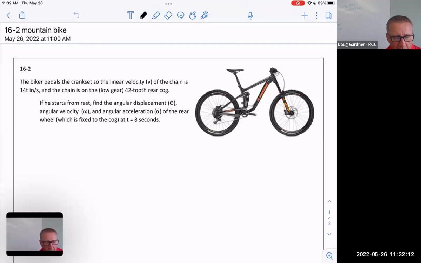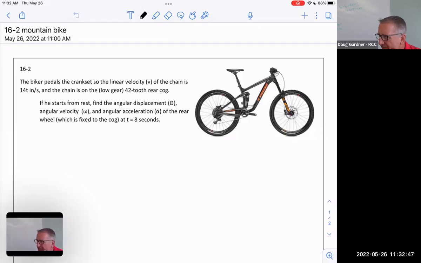The biker pedals the crankset, so the linear velocity of the chain is 14t, and this doesn't say 14 inches per second. It says 14t inches per second. So if the chain was moving 14 inches per second, that would be cruise control. Does that make sense? It's always 14 inches a second, and that's a common thing to do if you're on flat ground. But notice I said 14t, which means that at 1 second, the chain is moving 14 inches a second, but 2 seconds later, it's moving 28. 3 seconds later, it's moving 42. So this person is accelerating. They're pedaling faster and faster and faster.